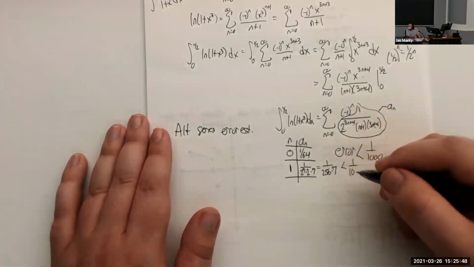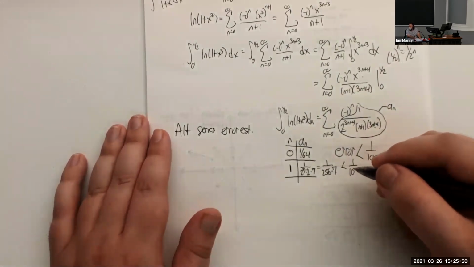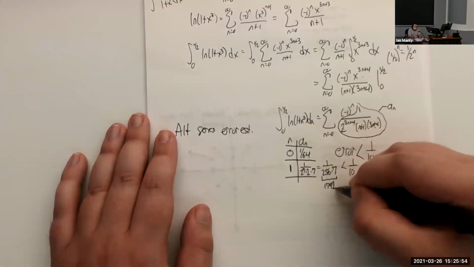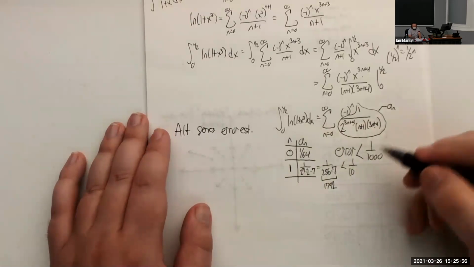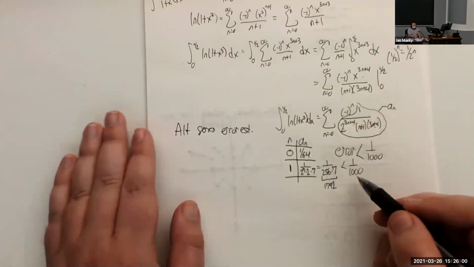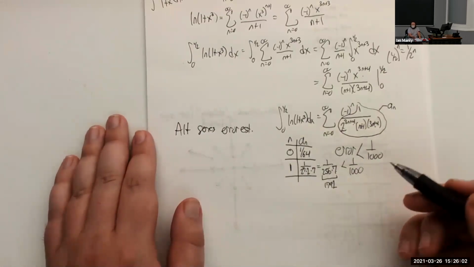In fact, I think someone put this in the chat. Yeah, I think this ends up being 1792. We do this all out. But yeah, so this is definitely less than 1/1000. All right, so we arrived at our goal right away, actually. We stopped at n equals 1.